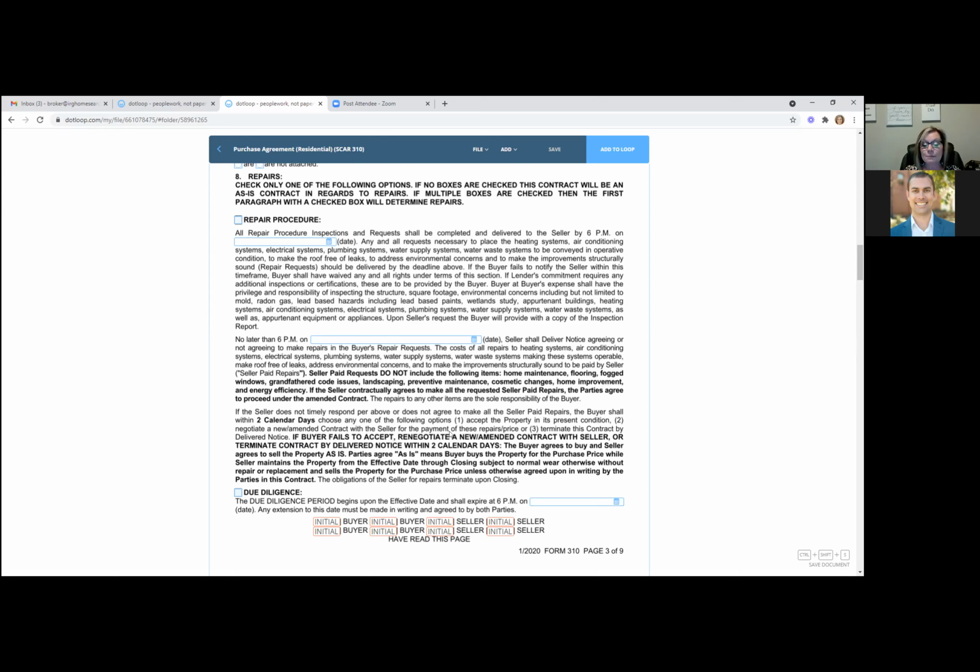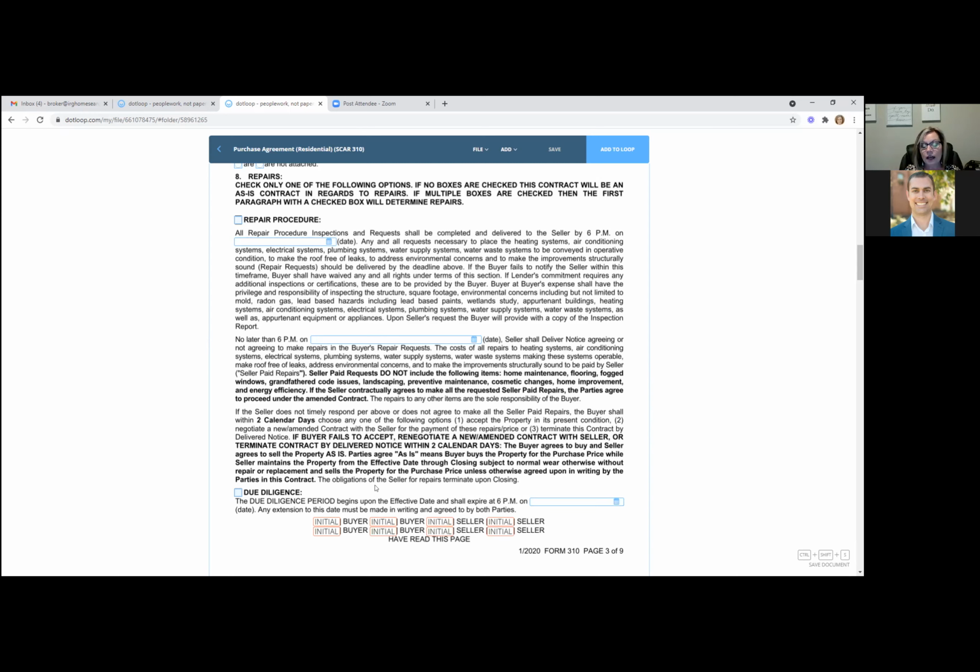If buyer fails to accept, renegotiate, or negotiate an amended contract or terminate the contract, the buyer agrees to buy and the seller agrees to sell the property as is. Parties agree as is means buyer buys the property for the purchase price while seller maintains the property from the effective date through closing, subject to normal wear and tear, otherwise without repair or replacement, and sells the property for the purchase price unless otherwise agreed to in writing by all parties. And I want you to remember this last sentence, and then I'm going to tell you why. The obligations of the seller for repairs terminate upon closing.